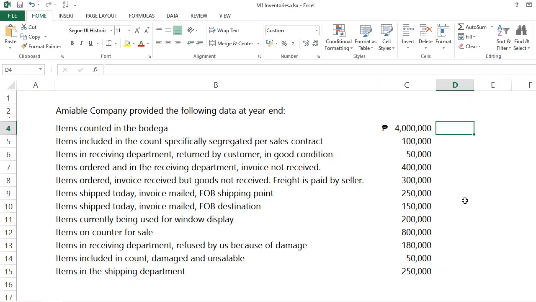First, items counted in the bodega. Those are inventories on hand. Of course, those are included. I said you should have your calculators beside you, notes, your assignment, to help us assess our understanding. Next, items included in the count. Segregated per sales contract. So the question is, is it included if it's specifically segregated for a sales contract? PAS number 2 says that if there are inventories specifically segregated, the other term for that is special order. If there are special orders and the process is already done, don't include them. They already belong to the buyer. Although they're in our warehouse waiting for pick-up, they're no longer ours. So even if it's said to be included in the count, you can remove it, because it's not ours.